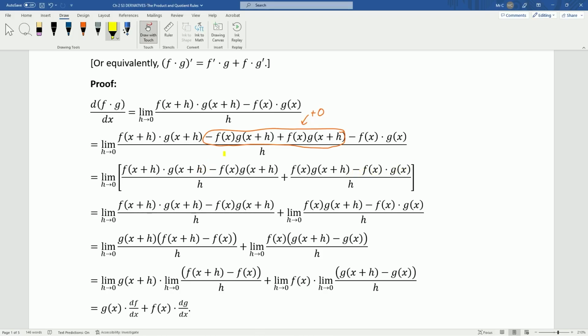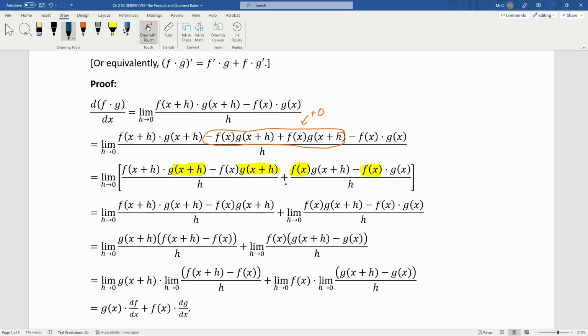And what did that do for me? This clever subtraction and addition of terms gave me a shared factor in each of my pairs of expressions. This first pair of expressions shares g of x plus h. The second pair shares f of x. And now that means I can factor that term out of each of those, and so that's what we'll see momentarily.